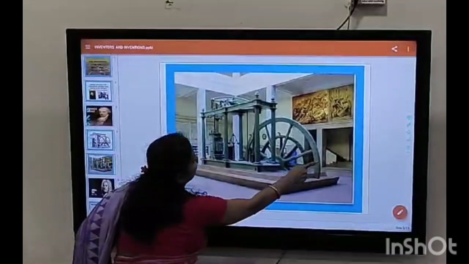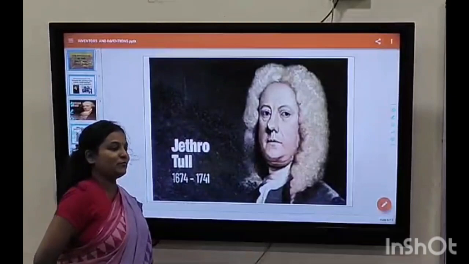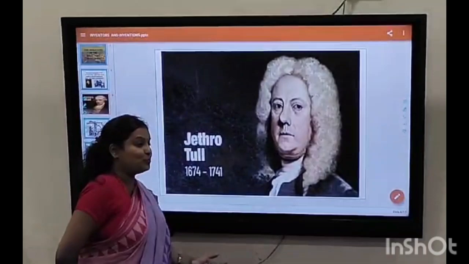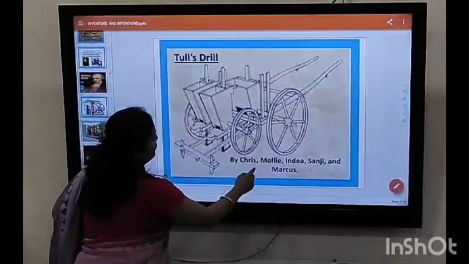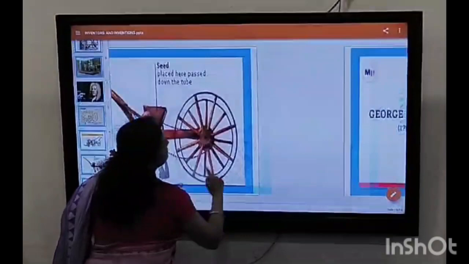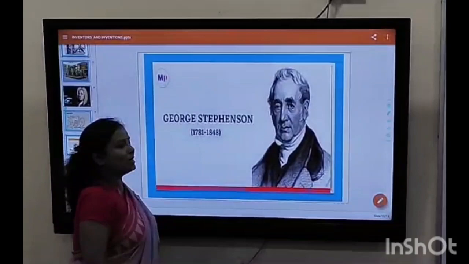In agriculture also, there was an impact of the industrial revolution. Jethro Tull invented the seed drill. This helped the farmers to plant more seeds in a shorter period and in a larger area. This was Jethro Tull's seed drill. After this comes George Stephenson. He invented the steam locomotive and he is known as the father of the railway.